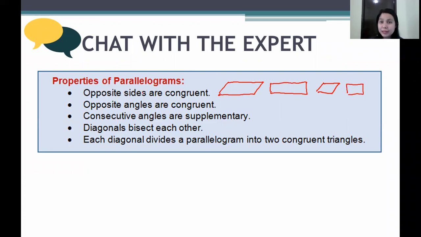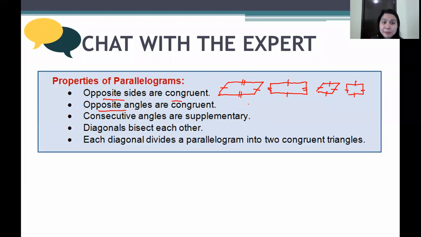Now, in a parallelogram, opposite sides are congruent. So these two are congruent. These other two are congruent. You see, I'm making a mark. If it has one mark, it means the pair with one mark have equal measurements. If it has two marks, another pair will also have the same measurement. So these two are congruent, opposite sides. These two are congruent. Next, these two are congruent. These two are also congruent, right? These two are congruent, the other two are also congruent.